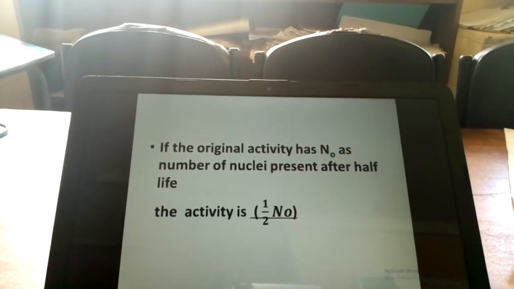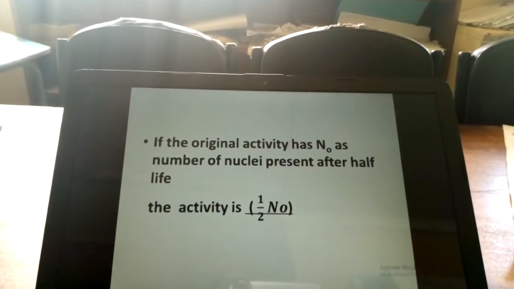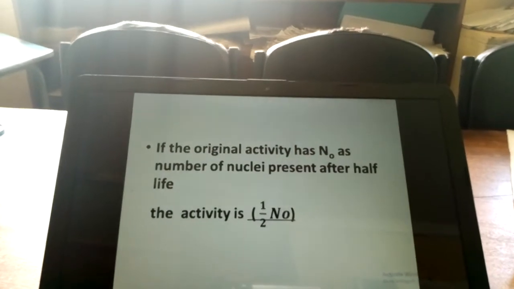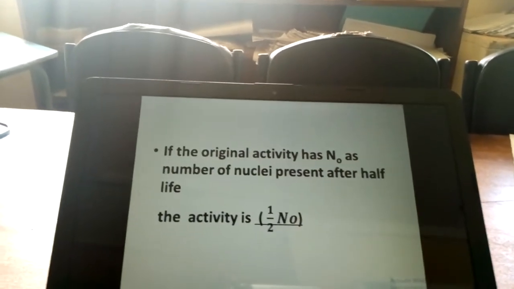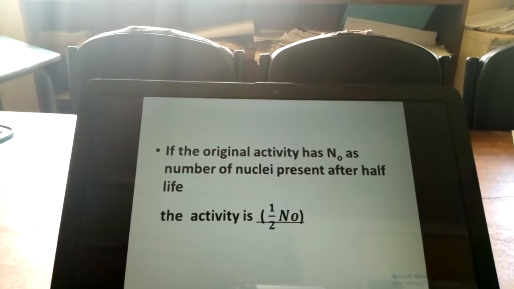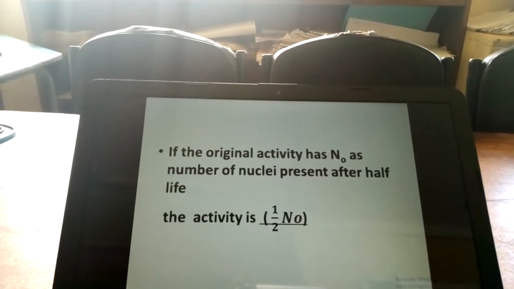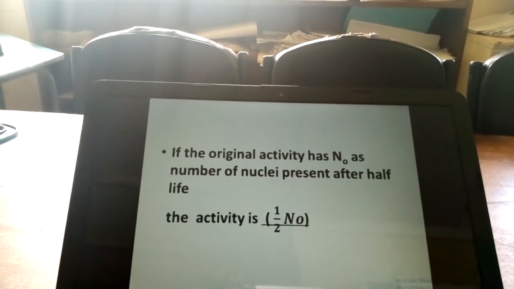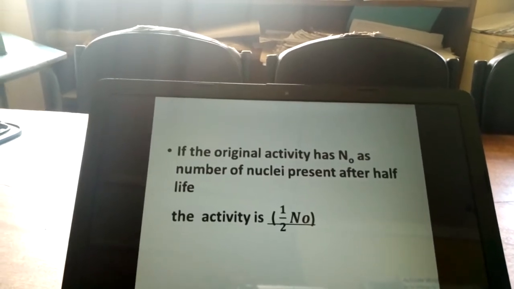So if we have, let's say, the mass is 10 and the half-life is 2 seconds, after 2 seconds half will have decayed, half will remain. So from 10, half of 10 is 5. Okay?